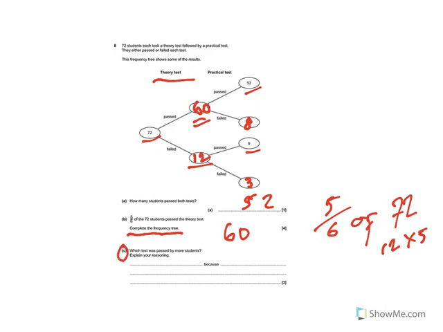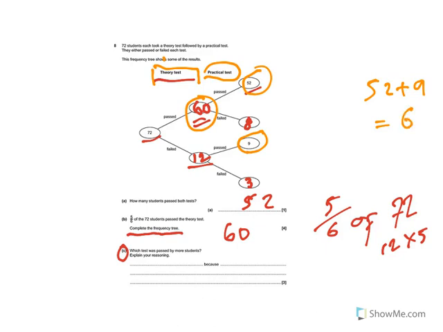Question C. Which test was passed by more students? Explain your reasoning. Okay, so how many students passed the theory test? The theory test is the first one in the frequency tree, and that number is simply 60. How many people passed the practical test is slightly more complicated. It is 52 people here, and it's also the 9 people here. So 52 plus 9, again, always use a calculator, gives us our 61.